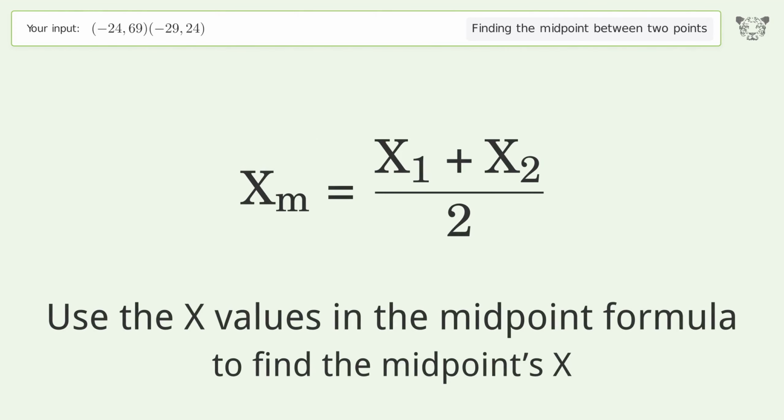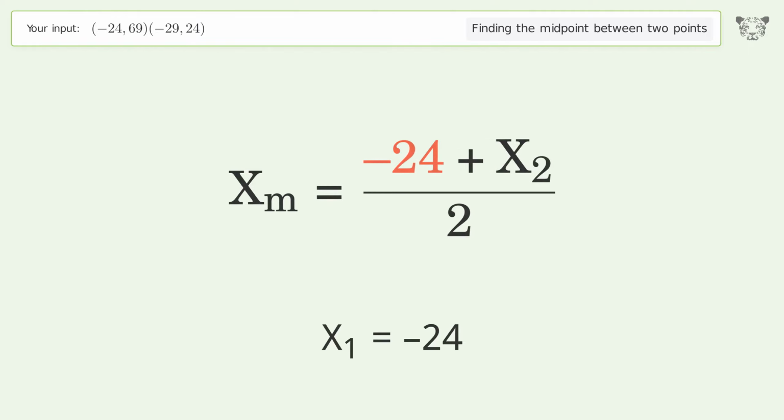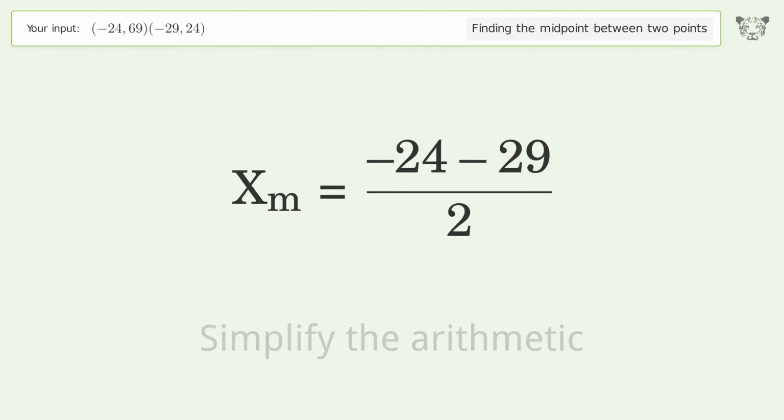Use the x values in the midpoint formula to find the midpoint's x. x1 equals negative 24. x2 equals negative 29. Simplify the arithmetic.